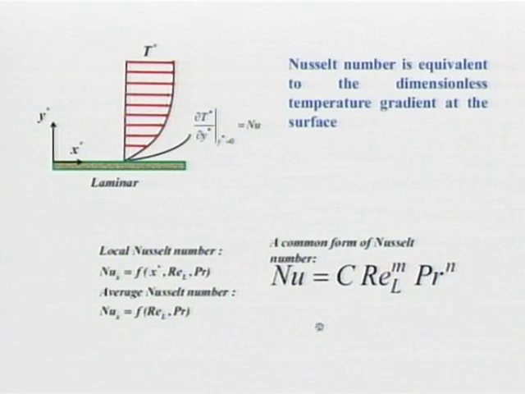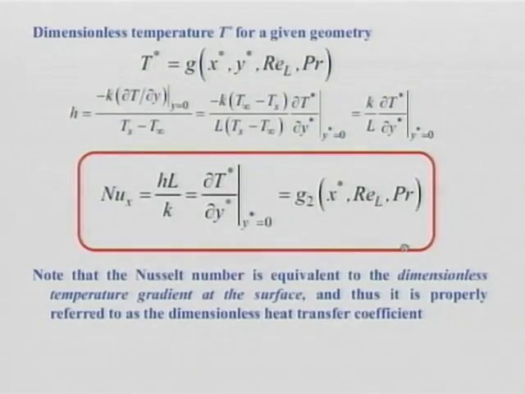Dittus-Boelter said that Nu is 0.023 Re to the power of 0.8 Pr to the power of either 0.3 or 0.4 depending on heating or cooling. How on earth did Dittus-Boelter know that he has to take that form? He knew it because it came from Nusselt's non-dimensionalization. Had Nusselt not told that, Dittus and Boelter could not have come up with that correlation.